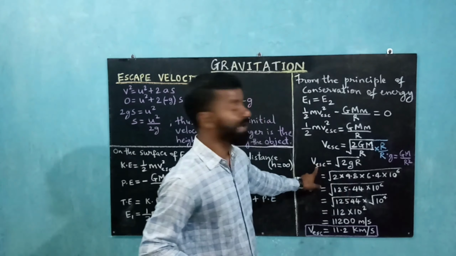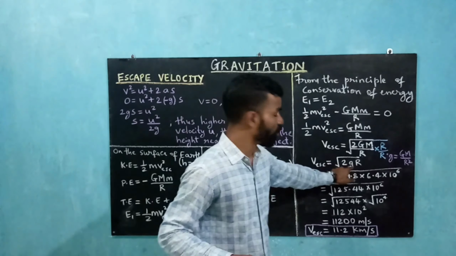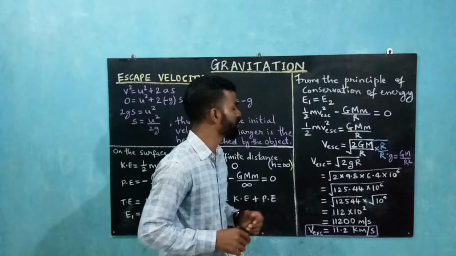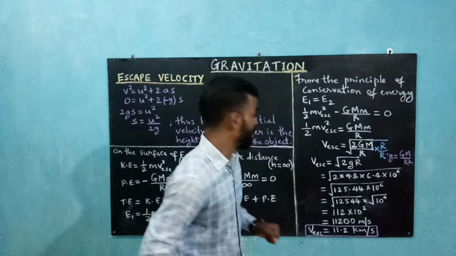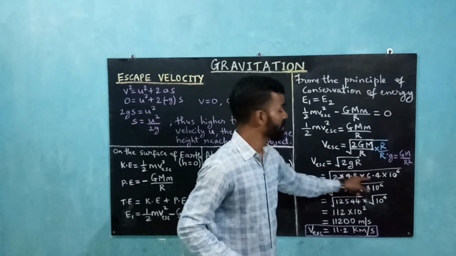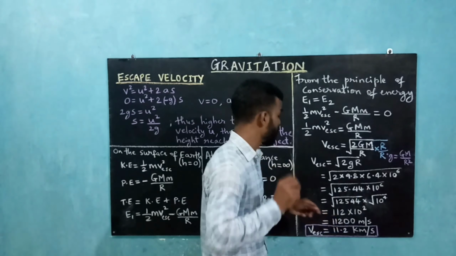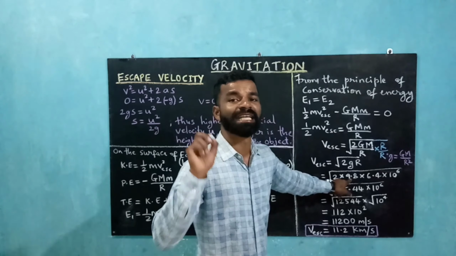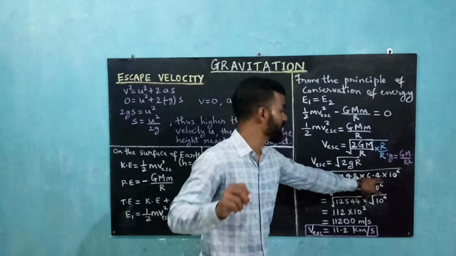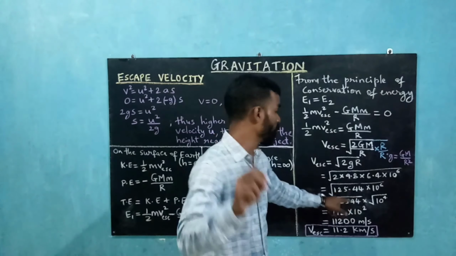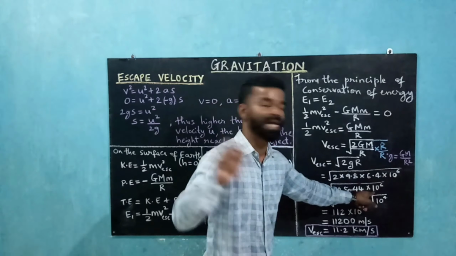So you will get the value for escape velocity as root of 2gr, where r is the radius of the earth. Now you can substitute the values and find the escape velocity. g is 9.8 meter per second squared, and r is 6.4 into 10 raised to 6 meters. So 2 into 9.8 is 19.6, and 19.6 into 6.4 gives 125.44, and the 10 raised to 6 will come as it is.